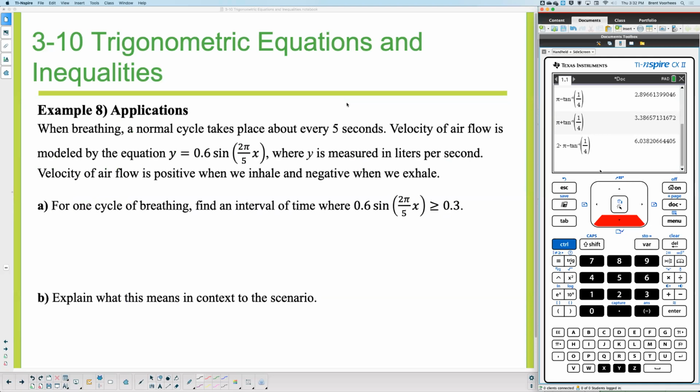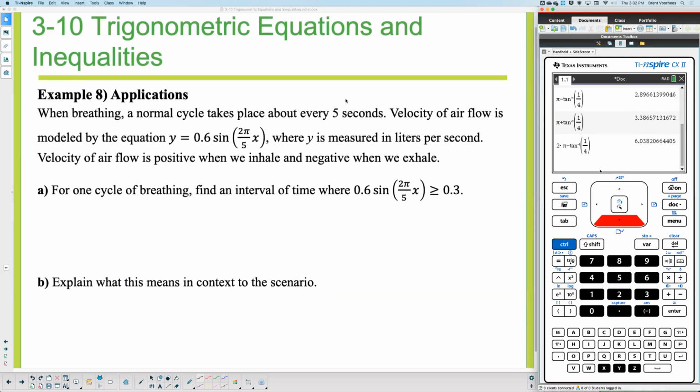All right, example 8. Applications. When breathing, a normal cycle takes place about every 5 seconds or so. Velocity of airflow is modeled by this equation, where y is measured in liters per second. Velocity of airflow is positive when we inhale and negative when we exhale. Okay, for one cycle of breathing, find the interval of time where 0.6 sine of 2 pi over 5 x is greater than or equal to 0.3.